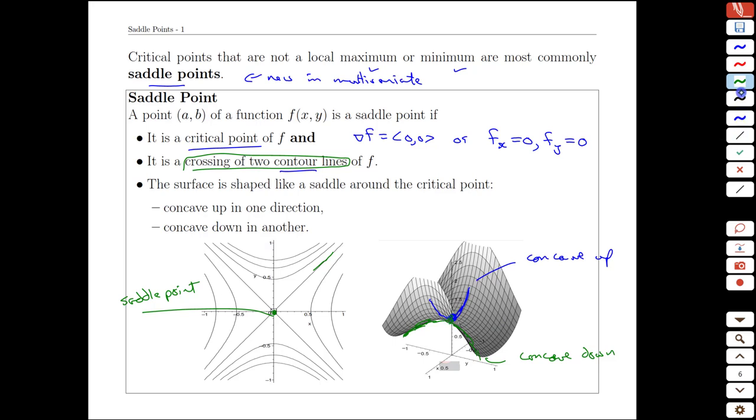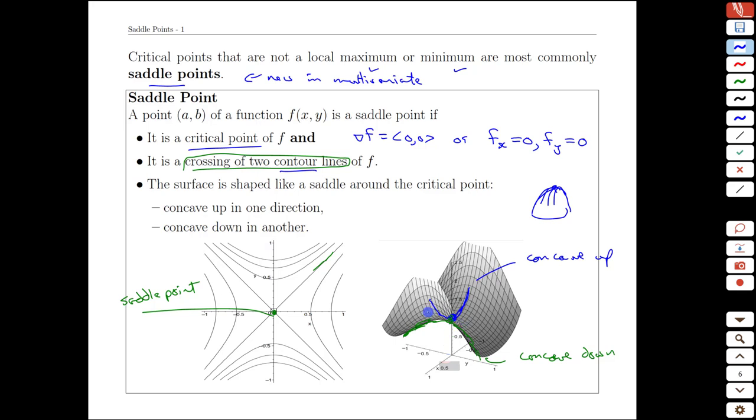If we contrast that with a local maximum, that would be concave down in every direction that we care to pick. The saddle point's a little more interesting, has a more varied concavity around it.